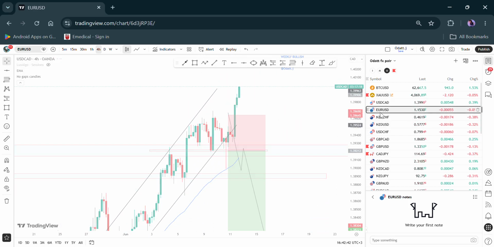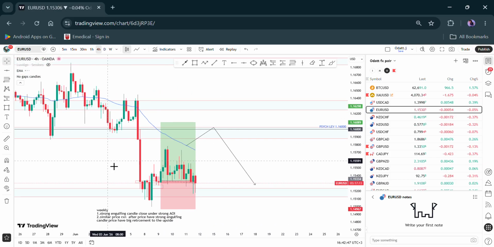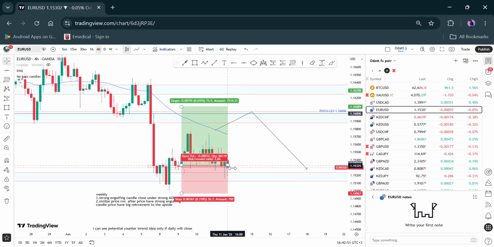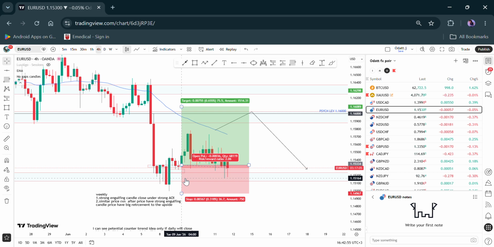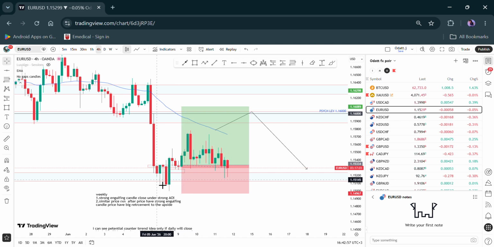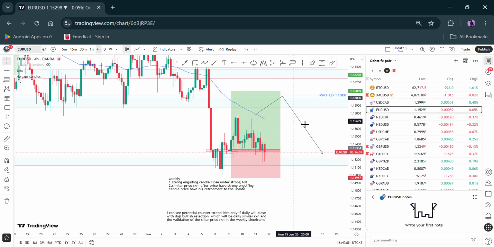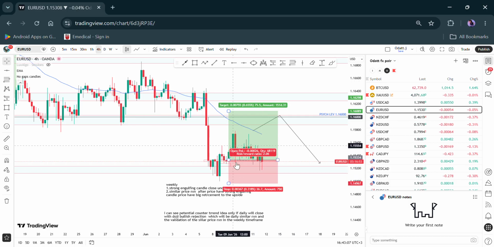Euro USD, this trade is still on my break even. This is a trade that I took. I think I took this trade on Monday. I think, yeah, it was Tuesday. So Tuesday after break, retest, everything, but this trade didn't manage to reach the area that was anticipated. Still playing around my break even.